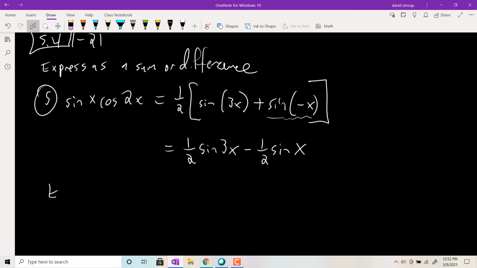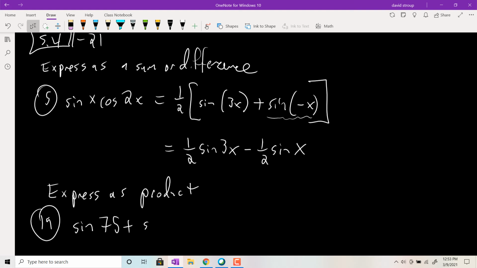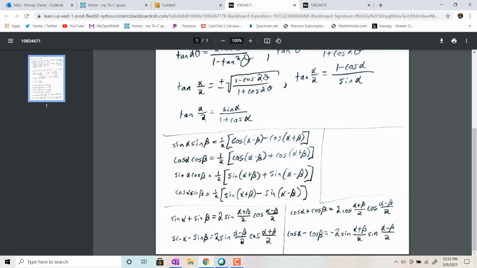Okay, going in the other direction, you're going to take a sum and express it as a product. So we're looking at number 19, something like that. Sine of 75 plus sine of 15 equals. Looking at my formula sheet, it looks like this formula here, the first formula in the second set.